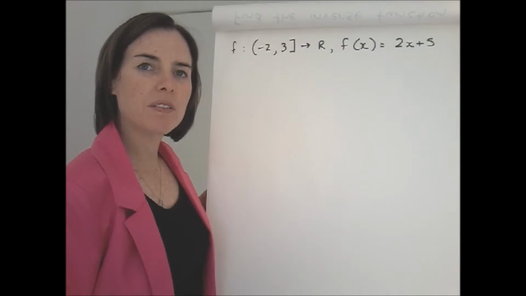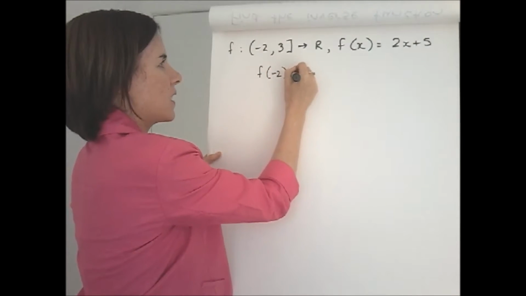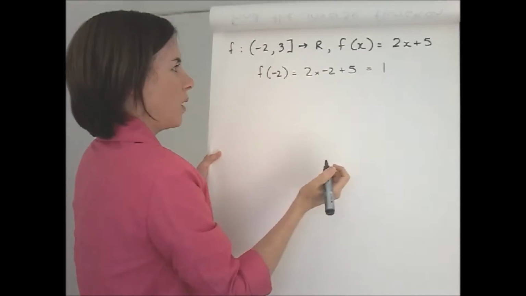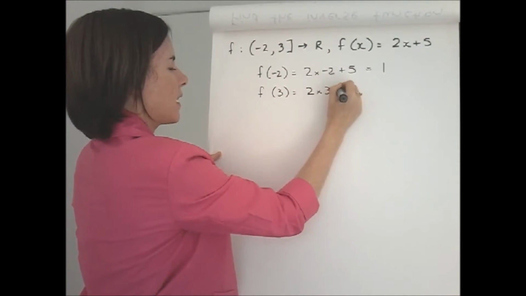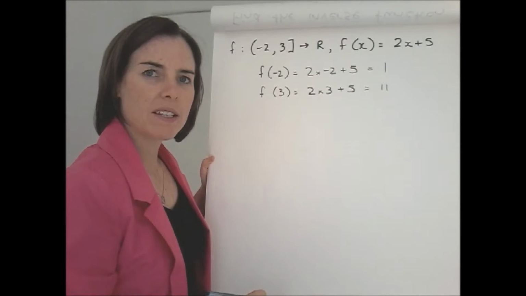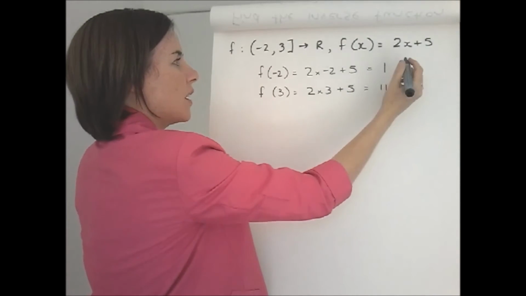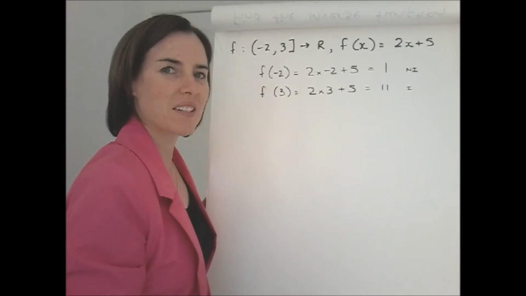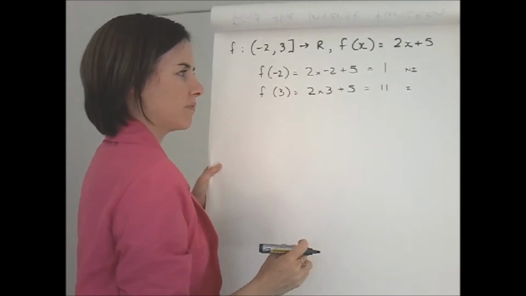So working with the original function, I want to sub both these values in. Sub in the -2, 2 times -2 plus 5 is +1, and sub in the 3, 2 times 3 plus 5 is 11. So what I found there is that the range of the original function is 1 to 11, not including the 1 and including the 11. I just had better remember that. So that the range of it is 1 to 11.